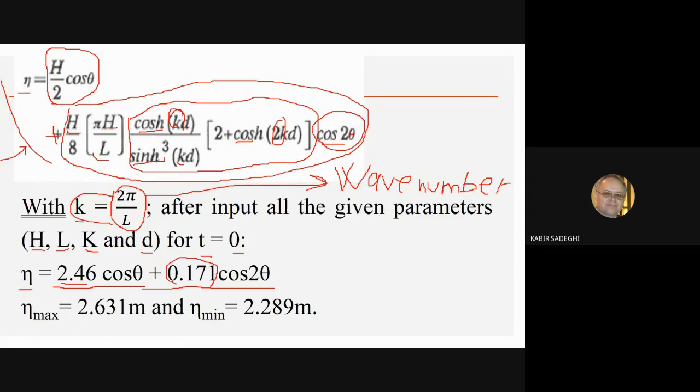And instead of theta, we have 2 theta, because the second term is smaller. If you apply the maximum value for cosine theta, you will find that eta max and eta min are not too much different. But don't forget, theta min is negative, but they are not equal.